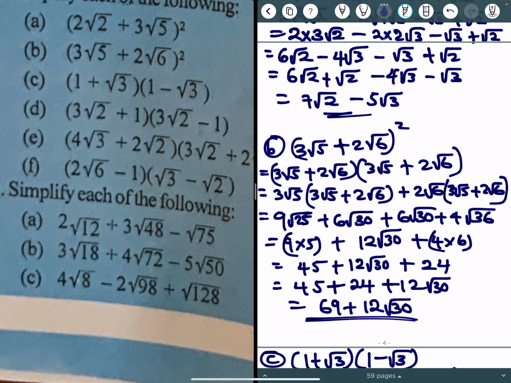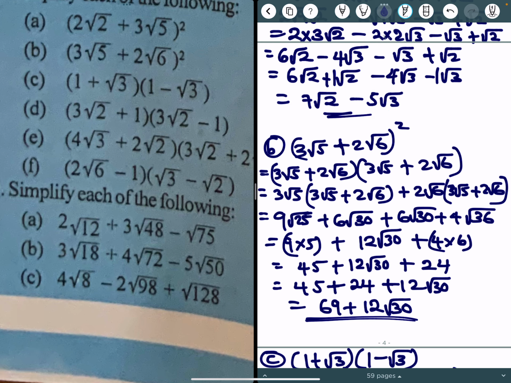So I'll connect like terms. Bring terms that have root 2 together. This one is 6 root 2. This is like plus 1 root 2. So 6 root 2 plus 1 root 2 will give me 7 root 2. Imagine there's a 1 here. Then minus 4 root 3 will be brought together with minus 1 root 3. Minus 4 minus 1, that's minus 5 root 3. That's how we got 7 root 2 minus 5 root 3.